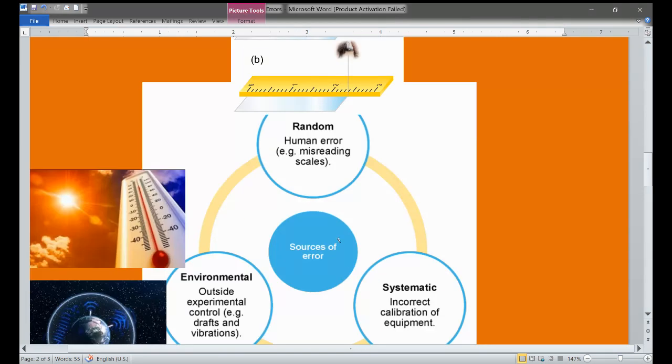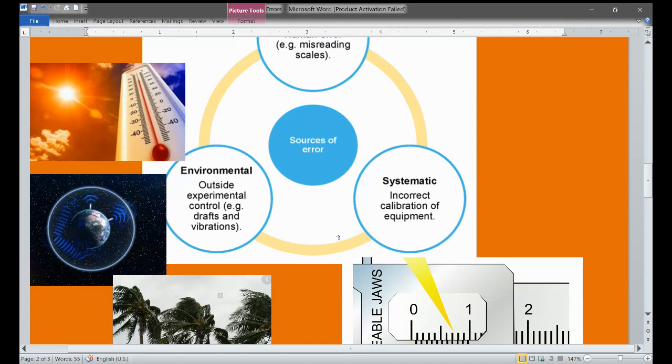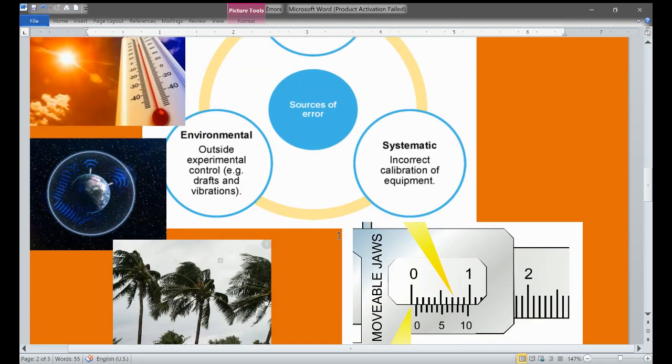Now move to the second, systematic error. Systematic error is error in the system due to its poor calibration, printing, rusting, age, material. So systematic error is related to the system. If an ammeter or a voltmeter is old, if a vernier caliper or screw gauge is made of different material, it will have systematic error.